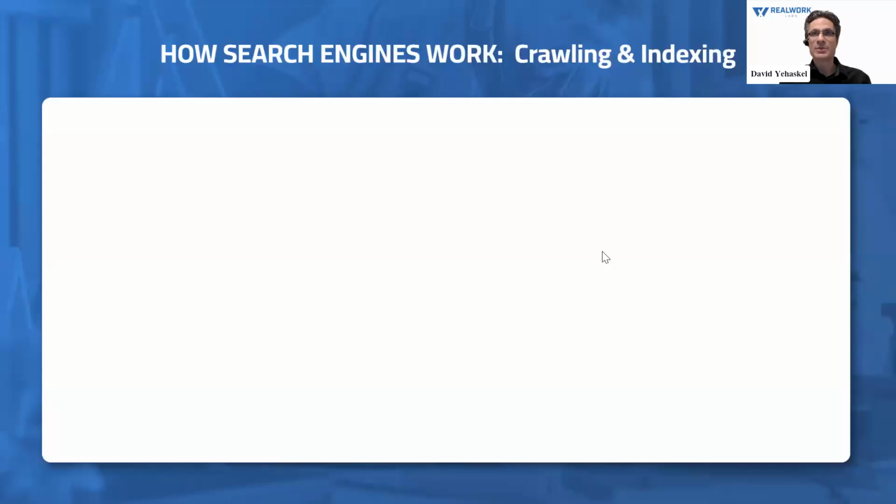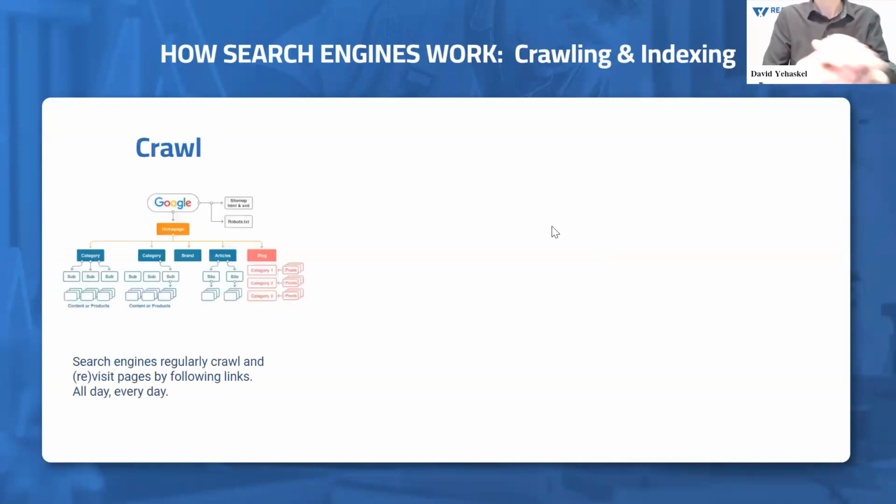So quick overview, how search engines work and how people search. The first thing that happens for a search engine, the way they get all of this in there, is they crawl and visit pages on the internet by following links. That's basically it. So they crawl links both within the site and to and from other sites. And they do this all day, every day. That's all that they do.